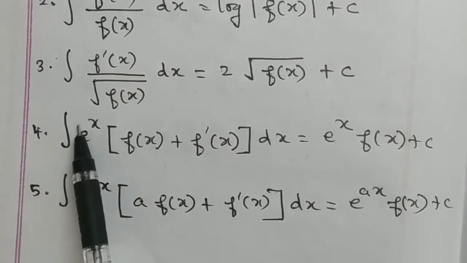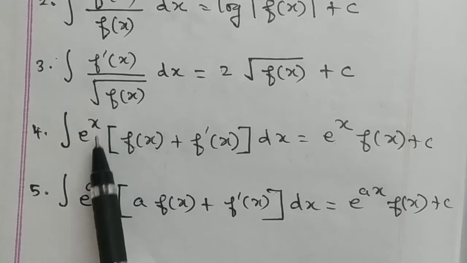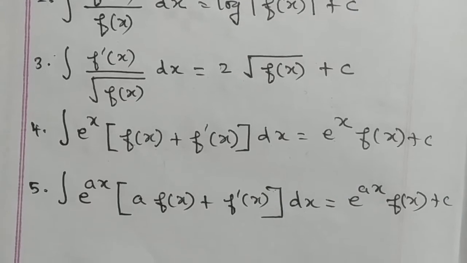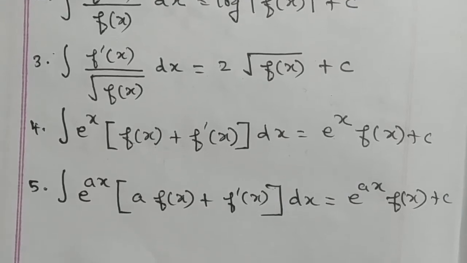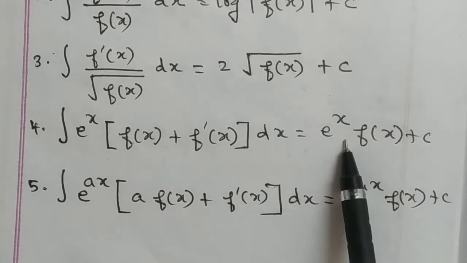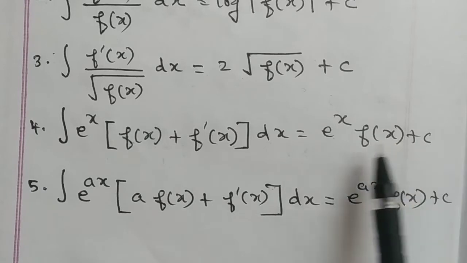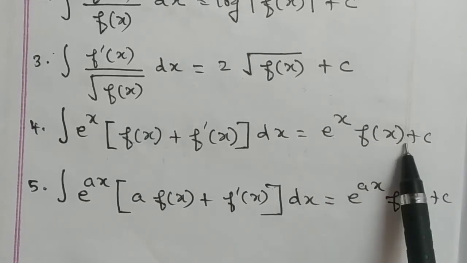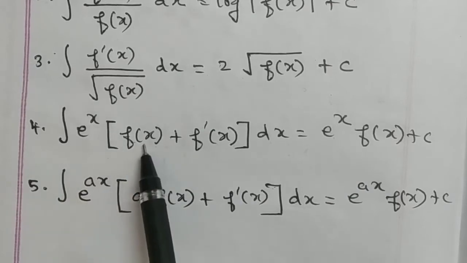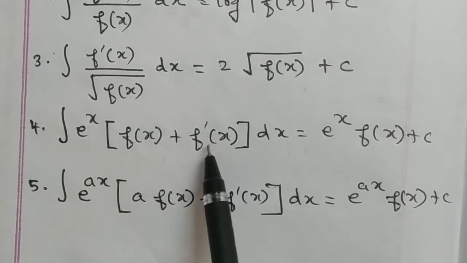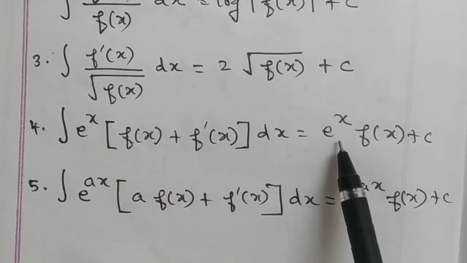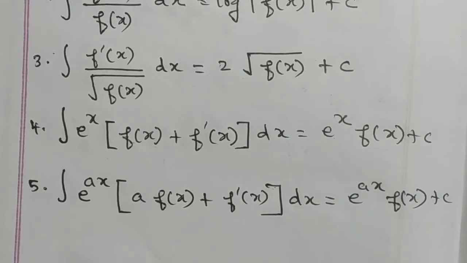Next one: integral of e power x into f of x plus f dash of x into dx equals e power x into f of x, plus c. Here we have the exponential function, one function f of x and its derivative f dash of x.